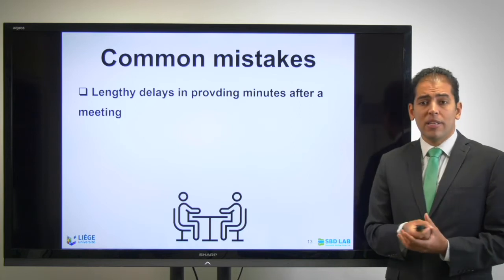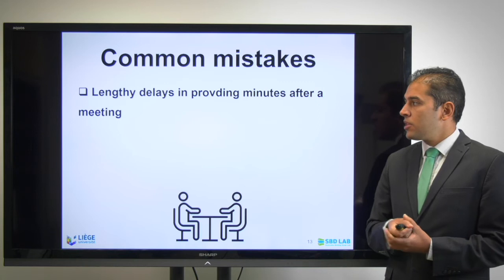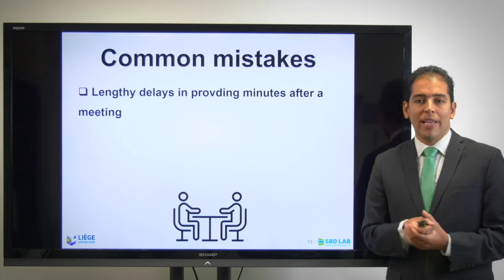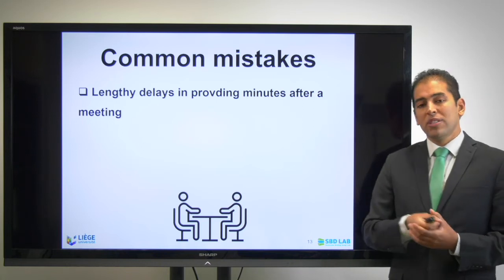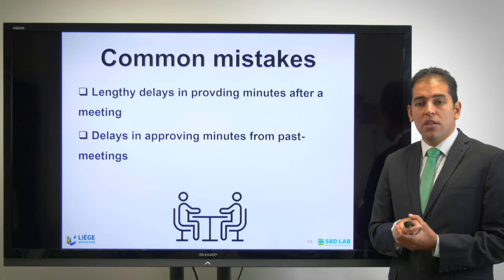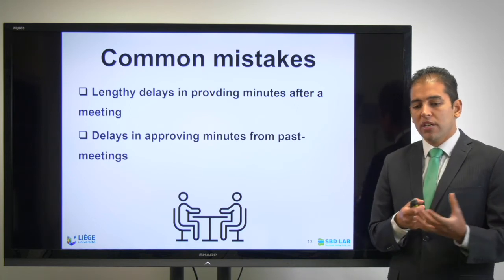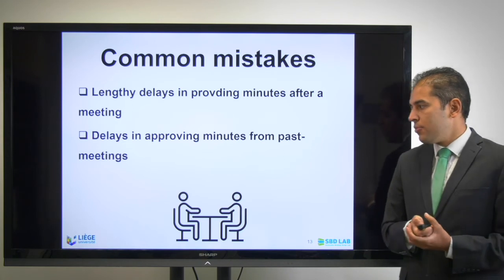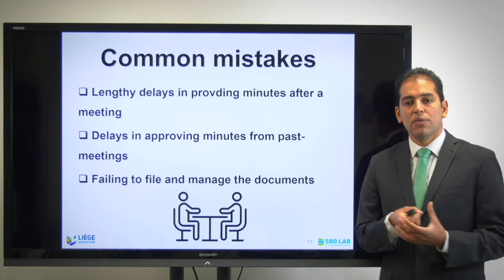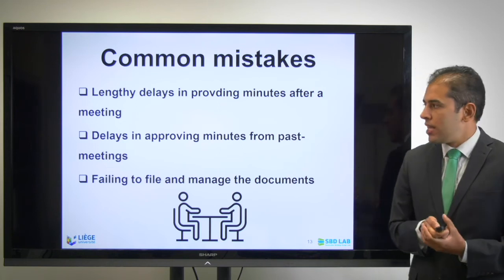What are the common mistakes that happen during meetings or when writing meeting minutes? There are sometimes lengthy delays in providing minutes after a meeting. You should avoid lengthy delays. Try to send the meeting minutes within a maximum of 1 week. Also avoid delays in approving the minutes, because most of the time you need to circulate the document or share it with others to get their approval. And failing to file and manage the document. Later on, it's very difficult in many labs to go back and trace the meeting minutes. So make sure that this is happening.